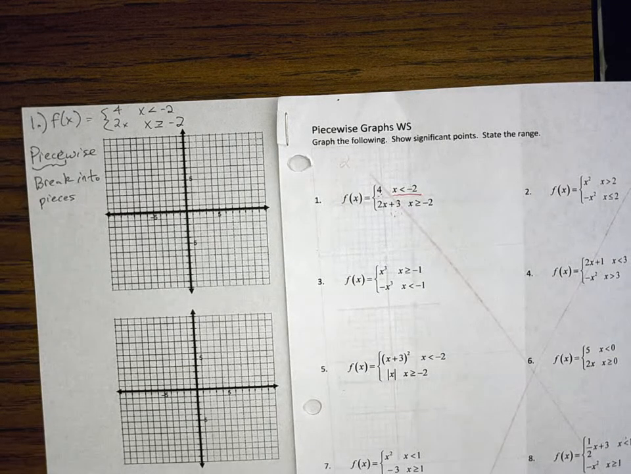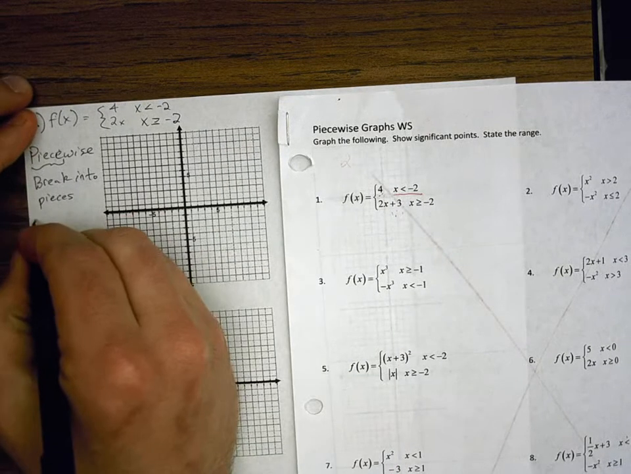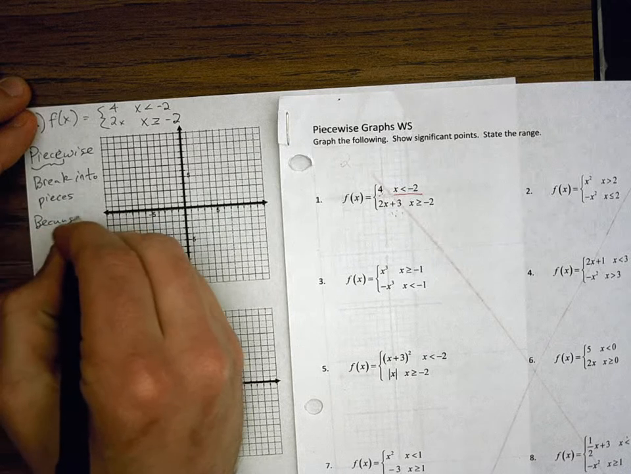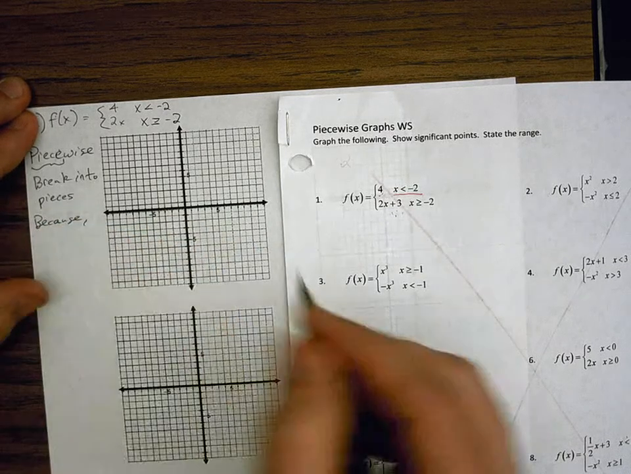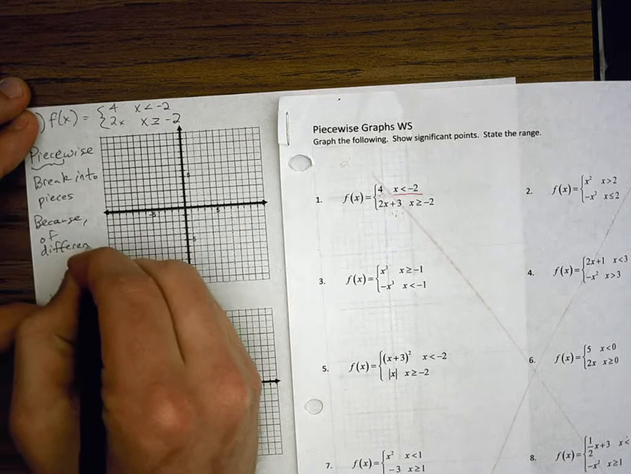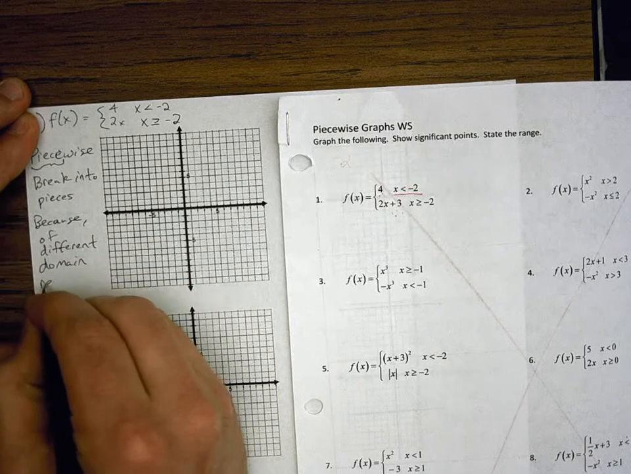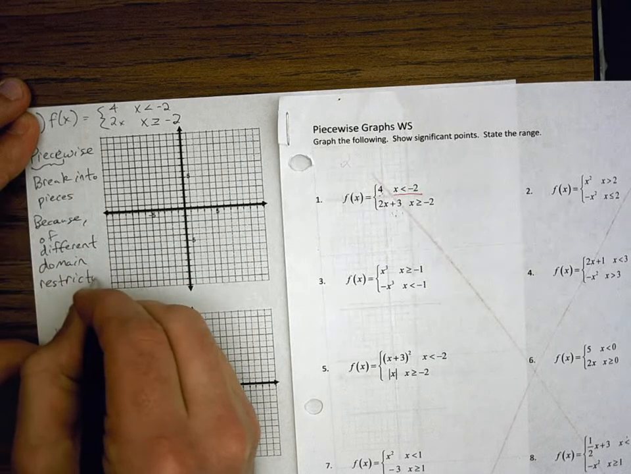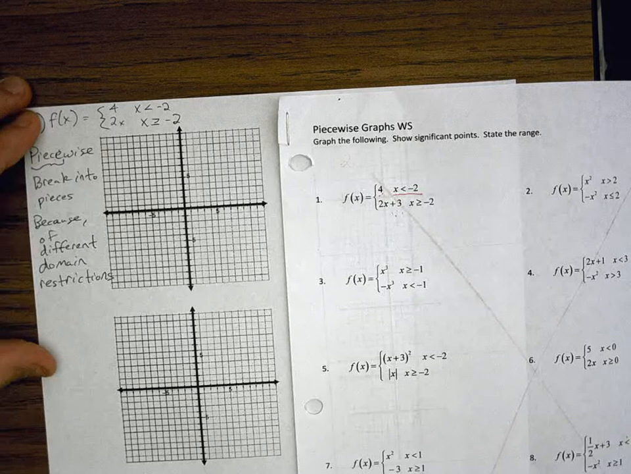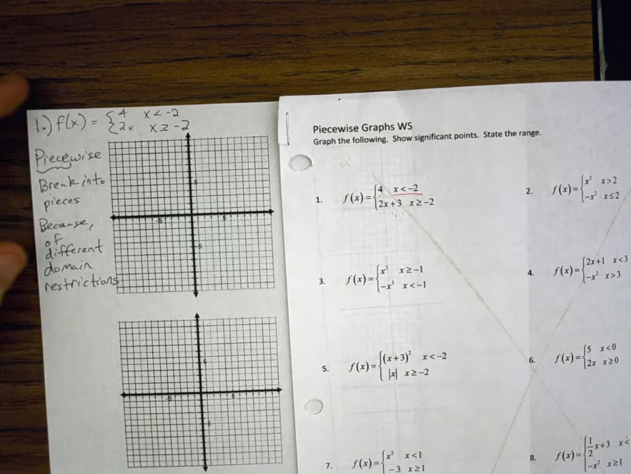but why, Mr. Rose? Why are they different pieces, Mr. Rose? Well, they're different pieces because of different domain restrictions. Because of different domain restrictions, we're breaking up the graph into pieces.